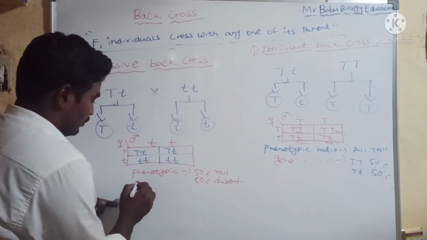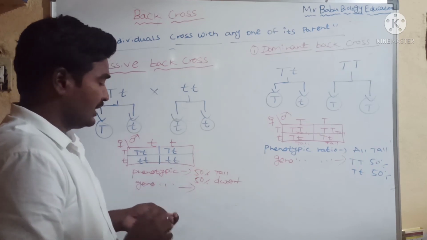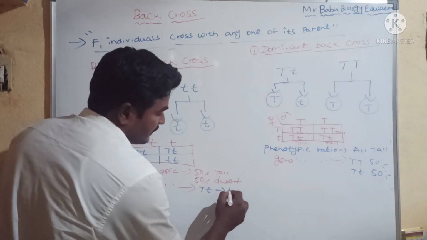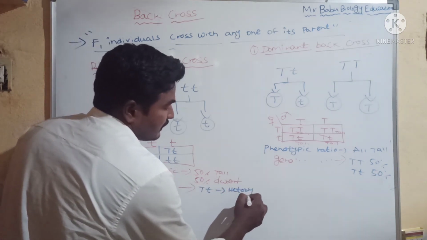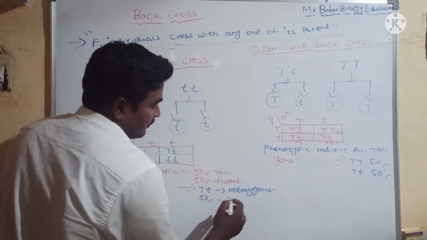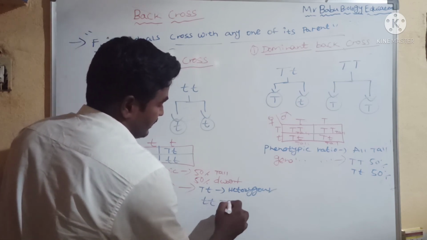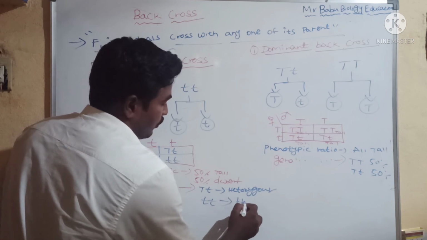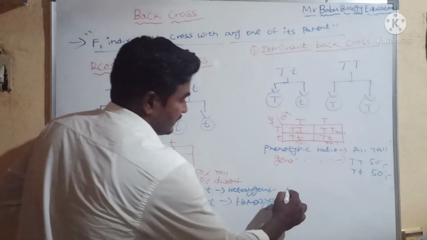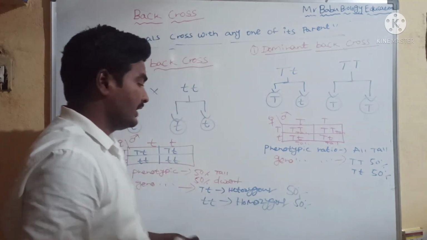Next, the genotypic ratio: 50% heterozygous, and the remaining 50% dwarf condition, which means homozygous. So this is 50% heterozygous, 50% homozygous condition.